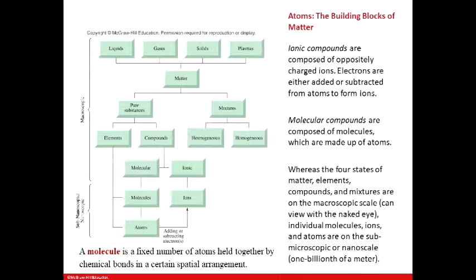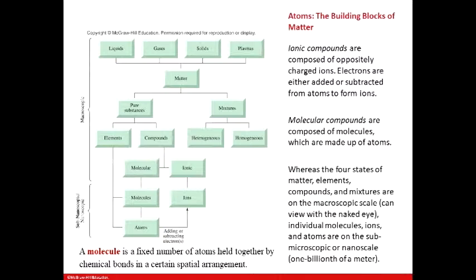Whereas the states of matter, elements, compounds, and mixtures are on the macroscopic scale, meaning they're very large, you can see them. Individual molecules, ions, and atoms are on the submicroscopic, or nanoscale, and you cannot see them with your eyes. So we have the macroscopic, large-scale forms of matter, and then we have the microscopic scales of matter. If you can see it, it's the macro scale. If you can't see it, it's the micro, nano scale of matter. And that's how matter exists.